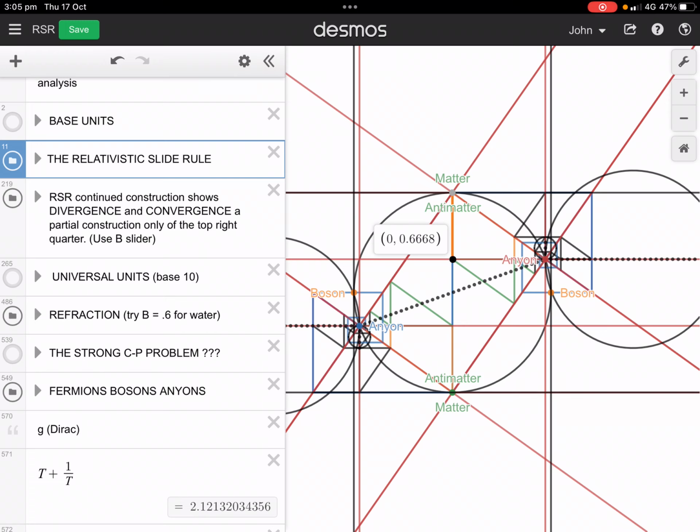So I think that quarks are anyons, and that's why we can't see them in our three-dimensional world, because they can't exist in a 3D world, only in a 2D world.